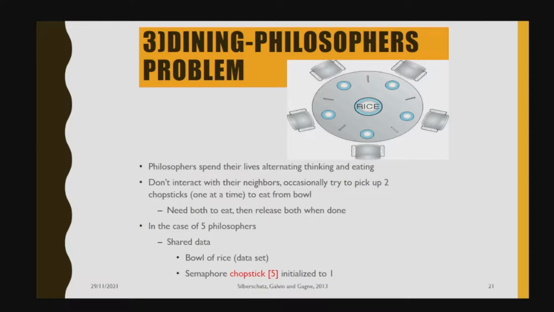So in the case of these five philosophers, the shared data refers to the rice. This one is the shared data. So the bowl of rice is the data set, and the semaphore refers to the chopstick. So you can count, we only have 5 chopsticks. So we have an array of 5 chopsticks, initialized to 1.